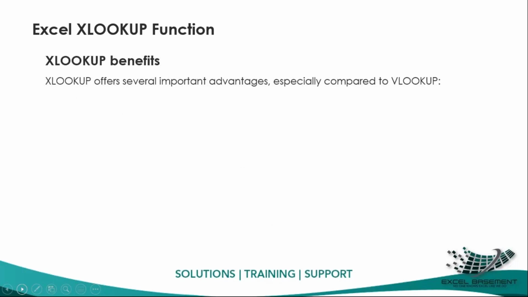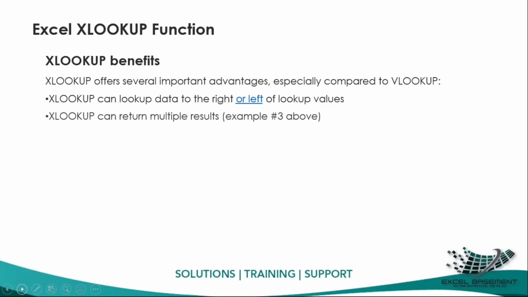So the benefits: why XLOOKUP is different from VLOOKUP and INDEX and MATCH. The first benefit is that XLOOKUP offers several important advantages, especially compared to VLOOKUP. XLOOKUP can look up data to the right or left of the lookup value, and as we know, VLOOKUP works from left to right, not from right to left. So XLOOKUP can go in any direction. Okay, similar to INDEX and MATCH.